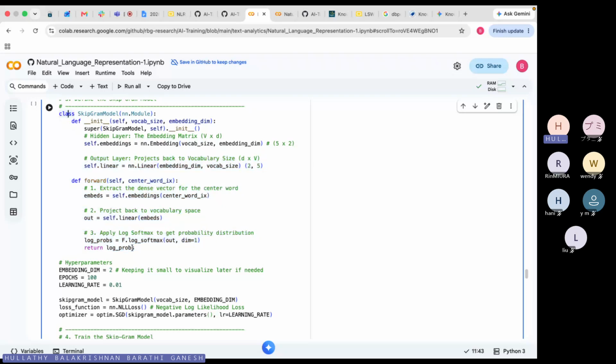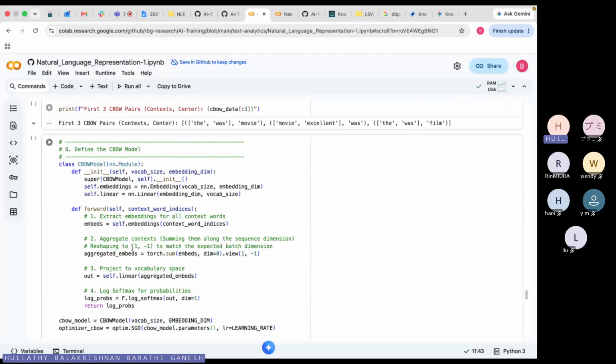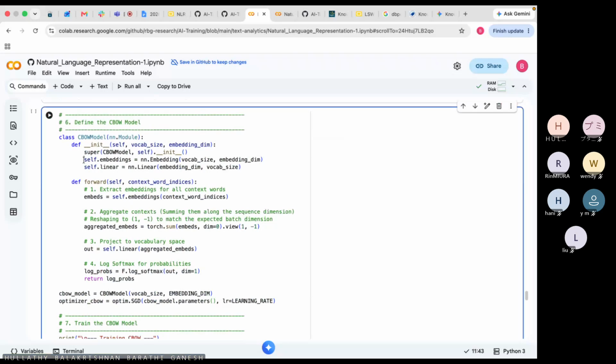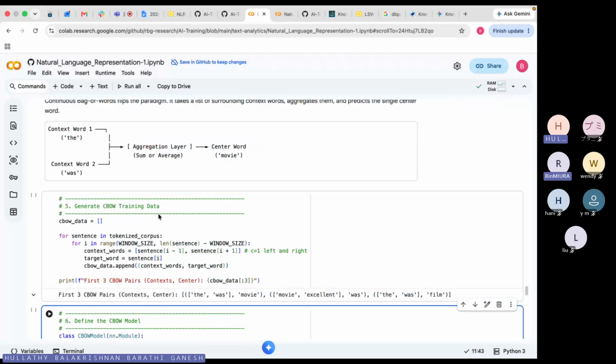The continuous bag of words would be a little bit different. I'm just showing it here itself. It has only two matrices too, but in the intermediate step we do aggregation. Aggregated means that as input we are feeding 3 words or 2 words, and we just sum them up.